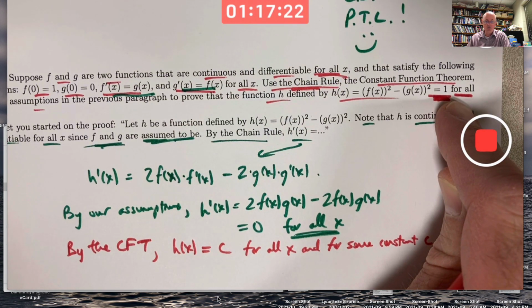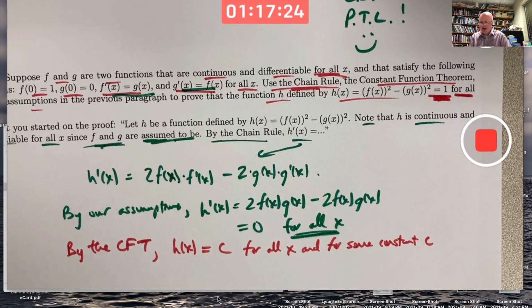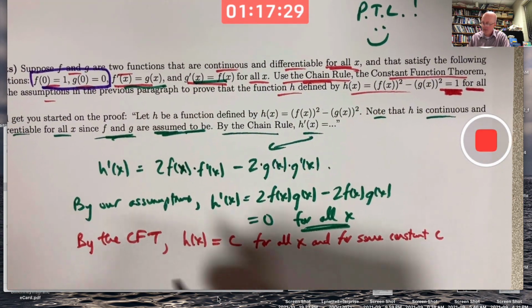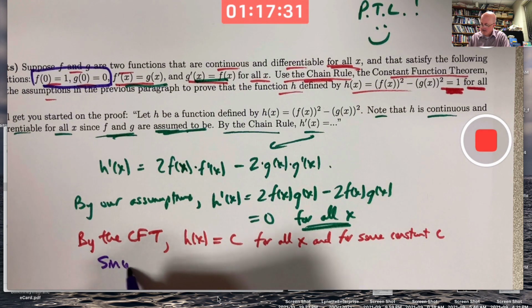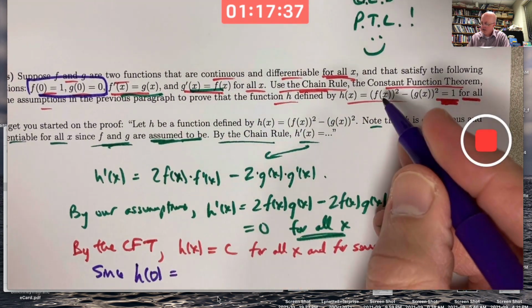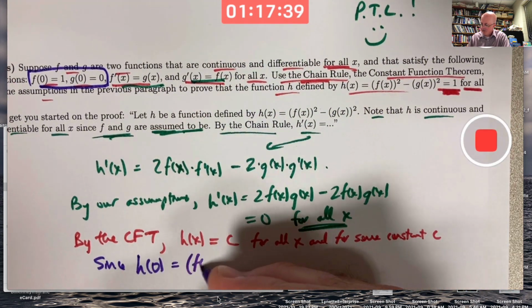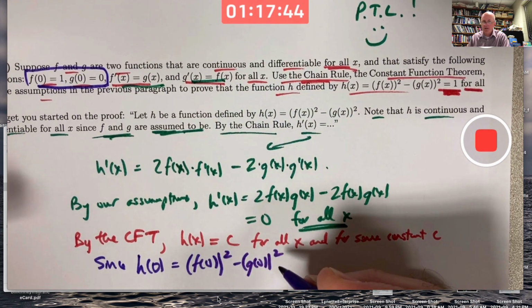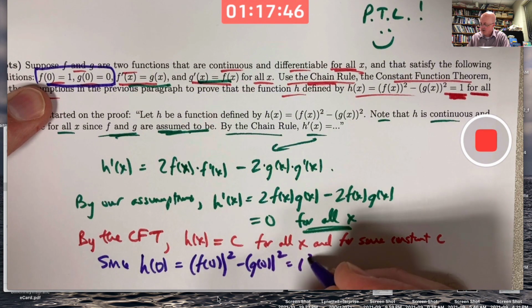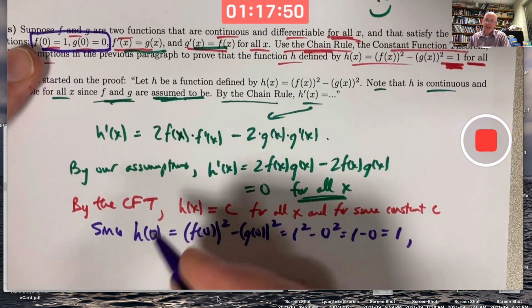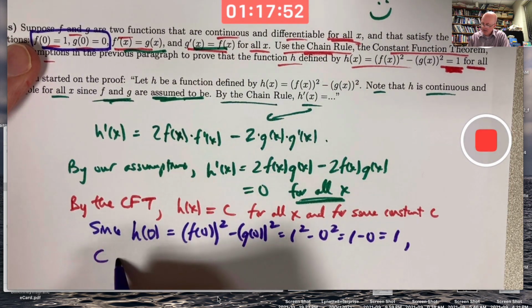What have we not used? We have not used the function values at 0. Since h of 0 equals, what's the formula for h? It's here. f of 0 squared minus g of 0 squared, which by the assumptions is 1 squared minus 0 squared, is 1 minus 0, is 1. c must be 1. c must be 1.